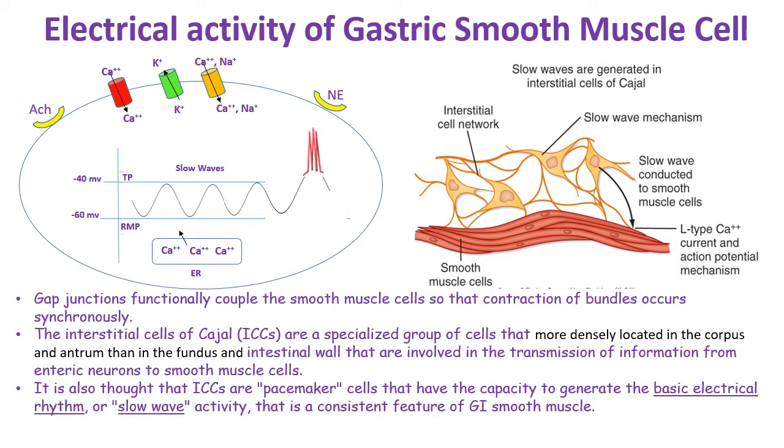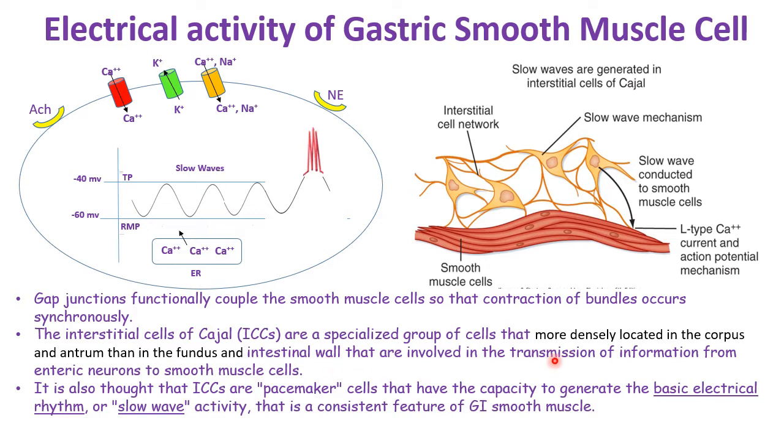Now we are going to shed a beam of light on the electrical activity of the gastric smooth muscles. But before we introduce the electrical activity of the gastric smooth muscles, we would like to focus on something called the interstitial cell of Cajal. The interstitial cell of Cajal works as a connection between the enteric nervous system and the smooth muscles of the stomach. These interstitial cells of Cajal are a specialized group of cells that are more densely located in the corpus and antrum than in the fundus. Also, they are present in the intestinal wall.